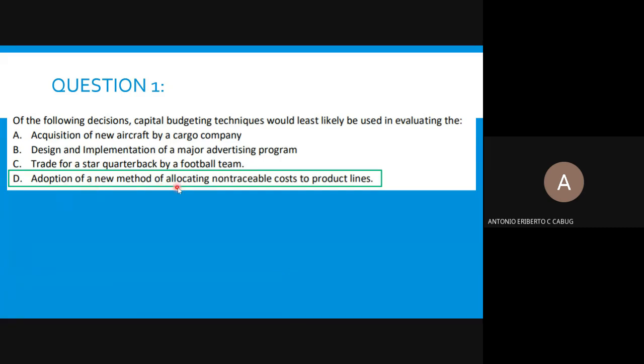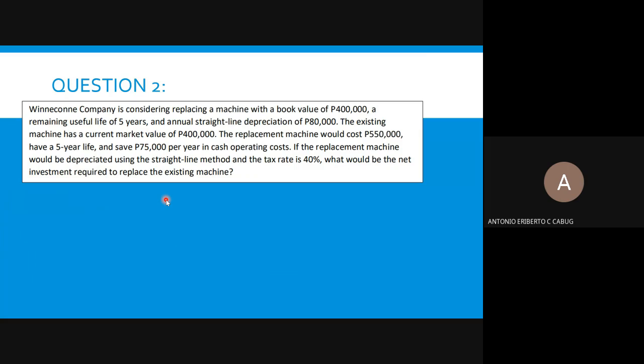So adopting a new method of allocating non-traceable costs to product lines will not entail a large sum of money. You'll just change the way you allocate costs, and the future economic benefits are not necessarily a flow of cash for the long term. That's the problem with letter D. The outflow you will spend here is not that material. Anyway, thank you for answering. Very good. The correct answer indeed is letter D.